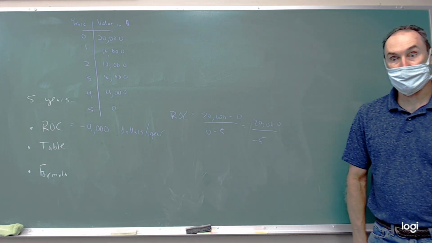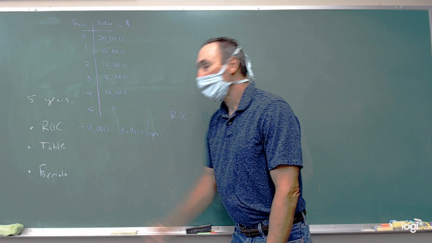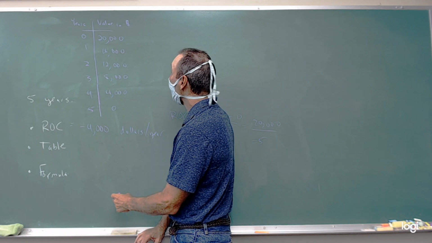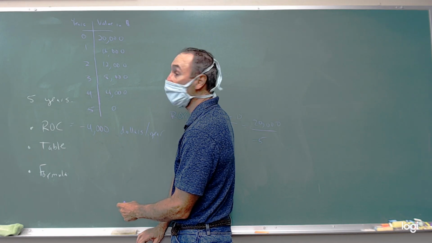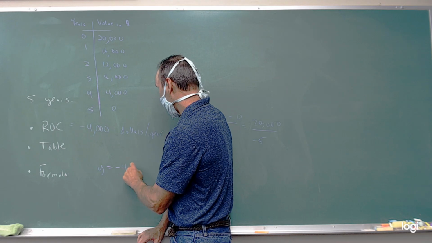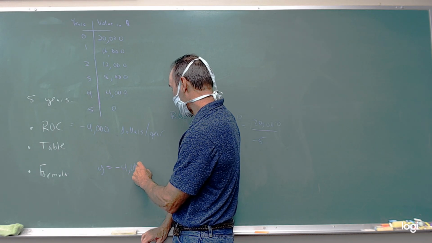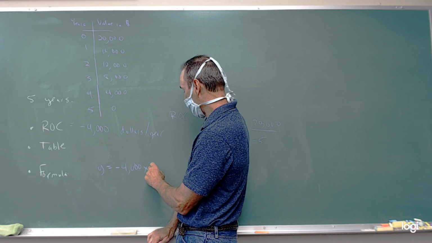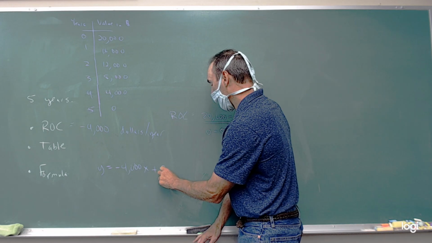That make sense? So what's our formula? What do you want to call it? Y or something? Y equals negative 4,000 x, or t, x, and then plus 20,000.